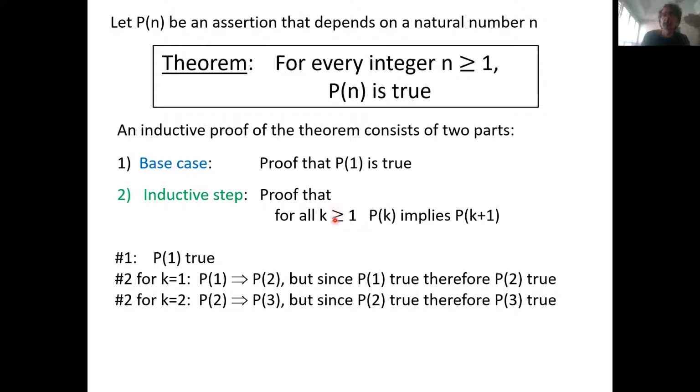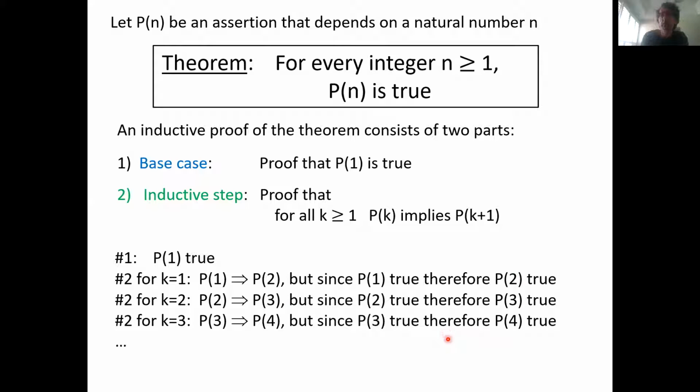So instantiate this with k equal 2. This means in particular that P(2) implies P(3). And now we already know that P(2) is true, so we can conclude that P(3) is true, and so forth and so forth, right? So by induction, this implies a proof for any n, because it's like a little engine.